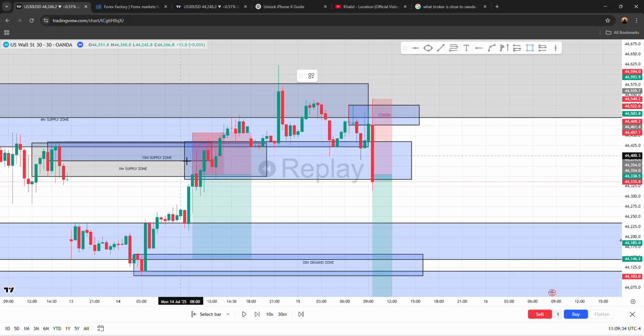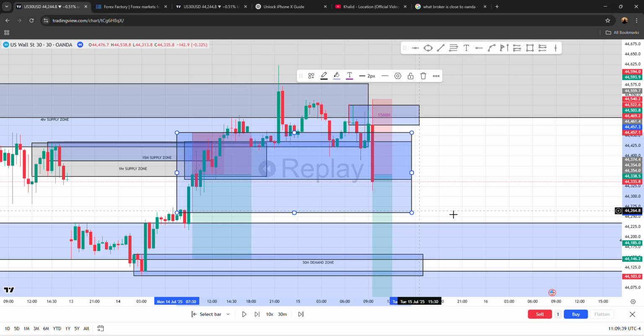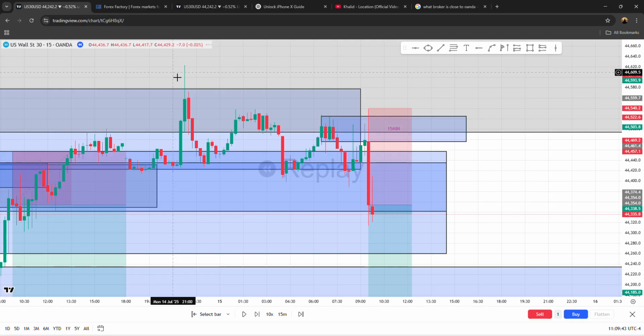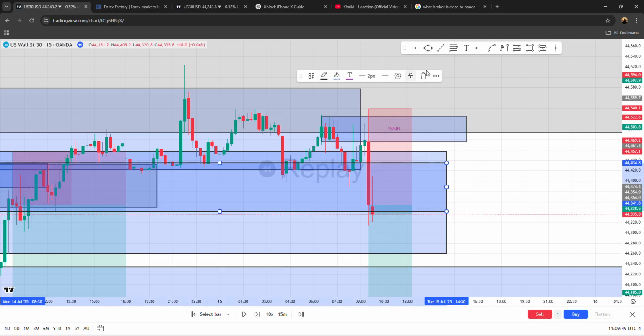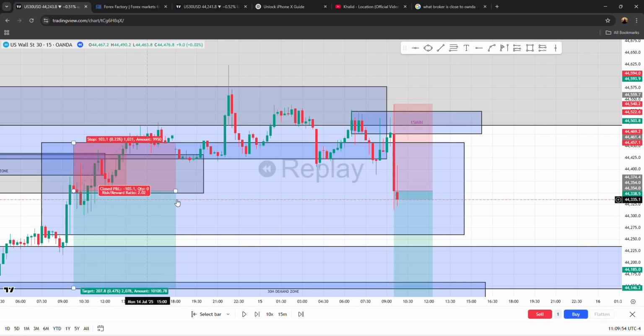We'll see if we close above that. I don't think we did on the 15-minute. And there's this as well. So let's go to the 15-minute time frame. Price wicked below the first 30-minute order block, so I'm going to get that out of the way. But now we're looking at this 30-minute.